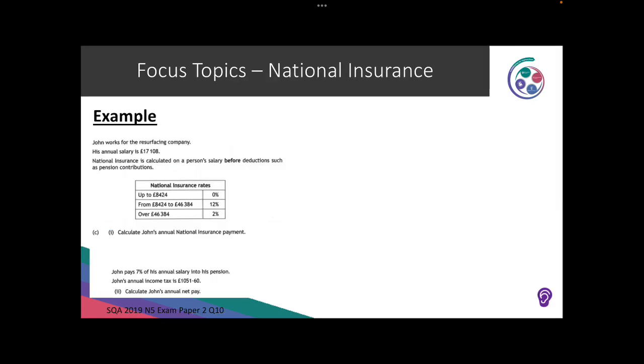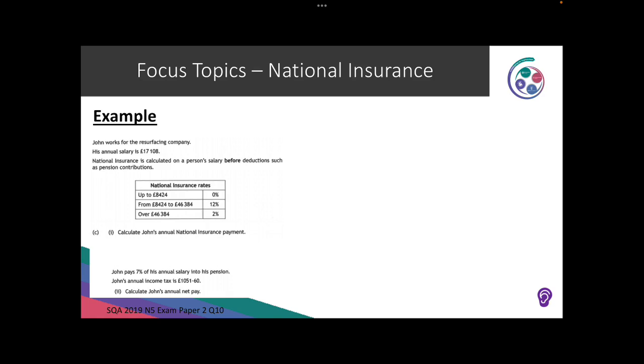So the first topic we're going to focus on is national insurance, and the reason for this is that quite often full marks aren't gained from it because we forget to deal with the fact that everybody has a personal allowance for national insurance or income tax. So John works for the resurfacing company.